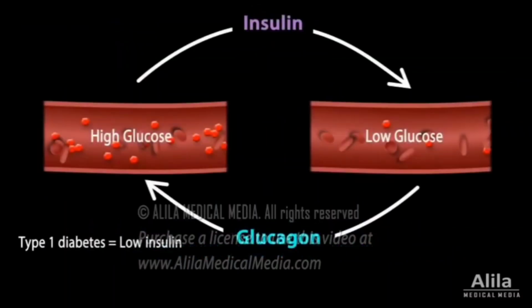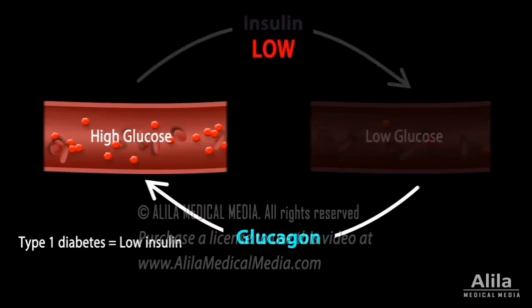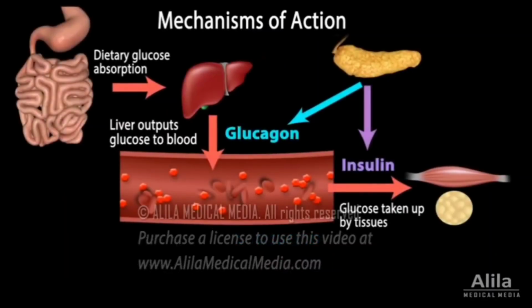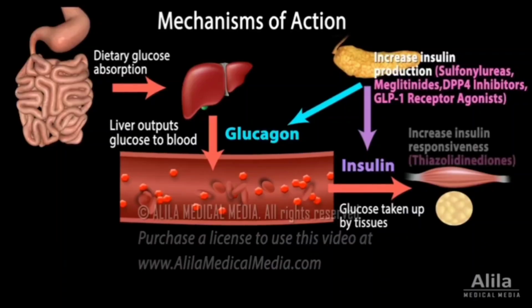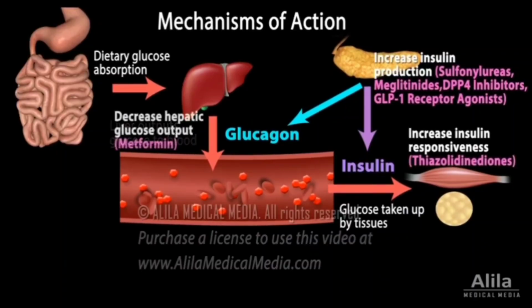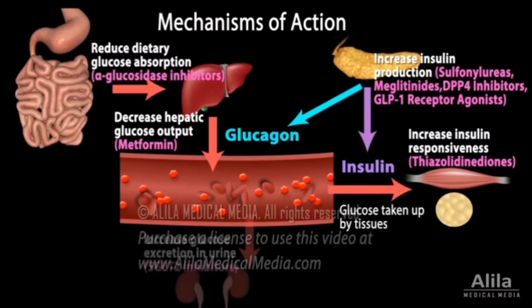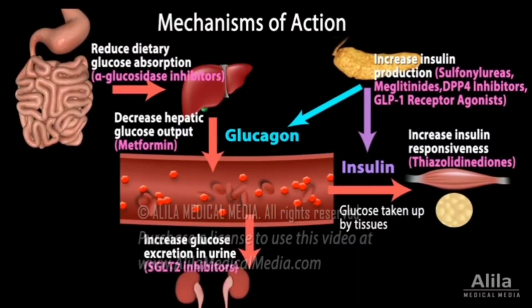While type 1 diabetes is caused by a low insulin production and can be effectively managed with insulin injections, treatment of type 2 diabetes is more complex. By definition, type 2 diabetic patients have a normal insulin level, but their tissues are not responsive to insulin. However, with time, some patients may also start losing insulin production. Hypoglycemic medications may promote insulin production, increase insulin responsiveness, decrease hepatic glucose output, reduce dietary glucose absorption, or increase glucose excretion in urine.